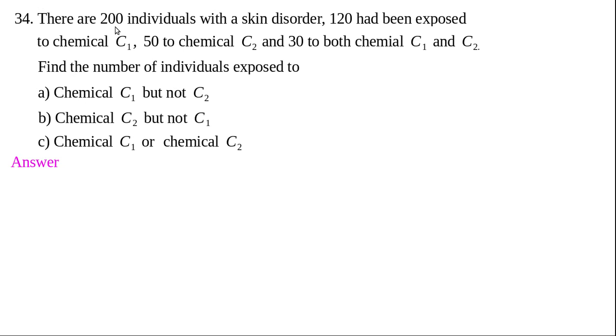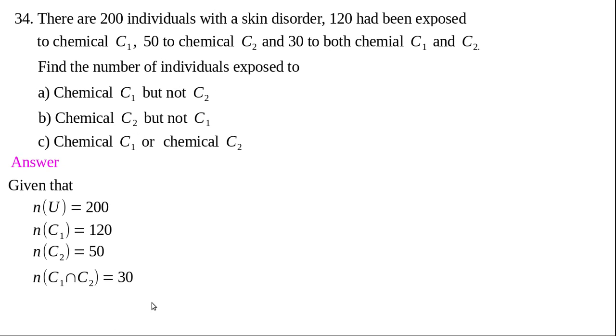First we write this fact in the form of sets. That is, total number of individuals is 200. That is, number of U is equal to 200. 120 had been exposed to chemical C1. It means that number of C1 is equal to 120. Number of C2 is equal to 50. Number of C1 intersection C2, both represent intersection, is equal to 30.